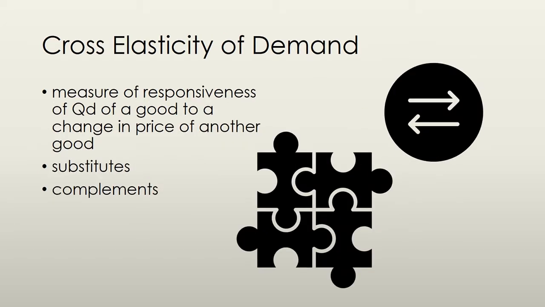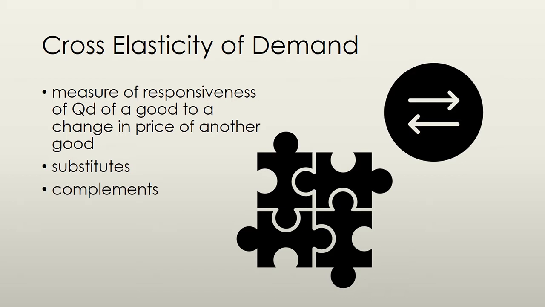Cross-elasticity of demand is a measure of responsiveness of the quantity demanded of a good to a change in the price of another good. We have two types of goods that we look at: substitutes and complements. Substitutes are goods which can be used in place of another. Consider two goods such as a car and public transit. You can use both to get to your destination, therefore they are substitutes.